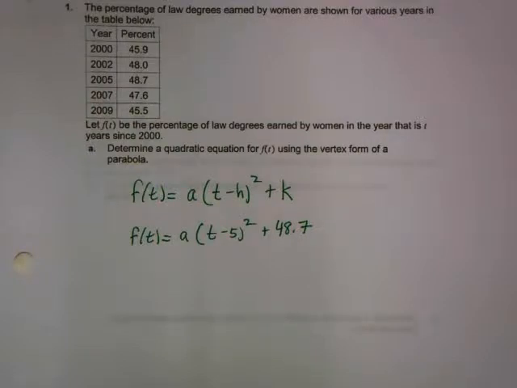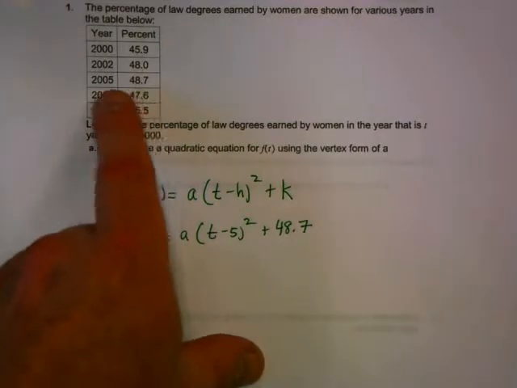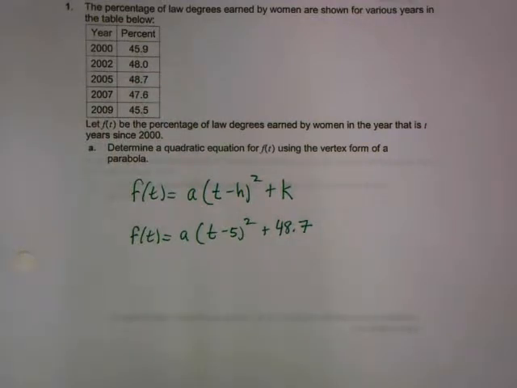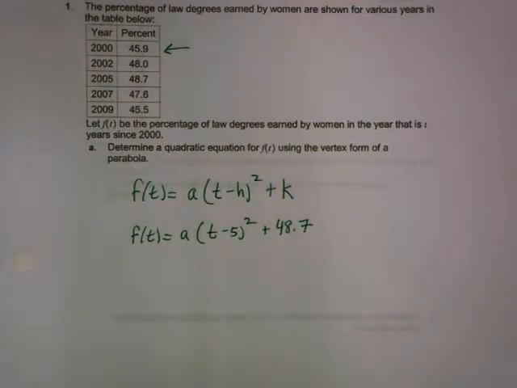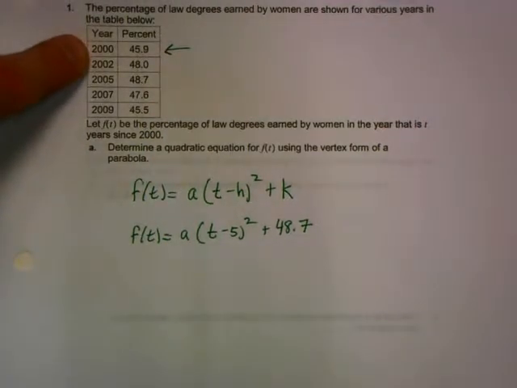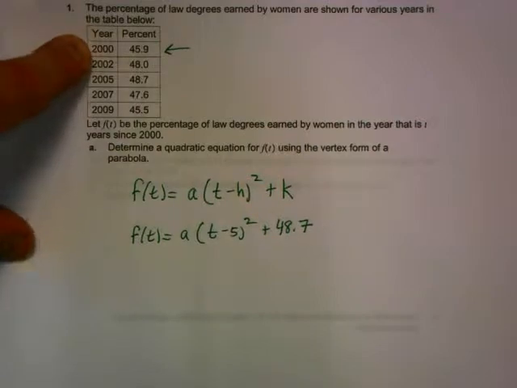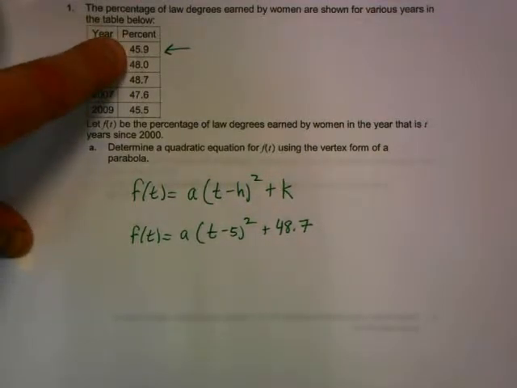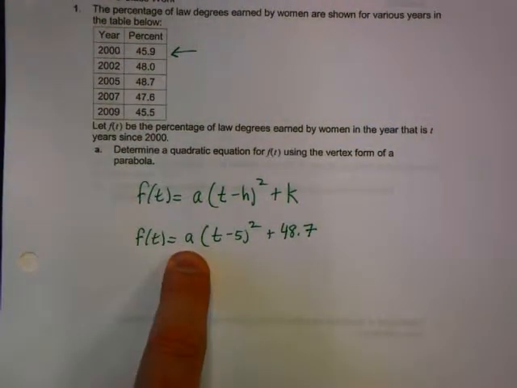We pick a different point. We can't use the vertex. We already used that one. Pick any other point. Which one do you like? First one? Okay, so we're going to use this point, and we're going to plug it in, which means I'm going to plug in for t. What number am I going to plug in for t? Kind of gave it away as I was talking there. I'm going to plug in 0. And what number am I going to plug in for f of t? 45.9. And that will allow me to get the a all by itself.